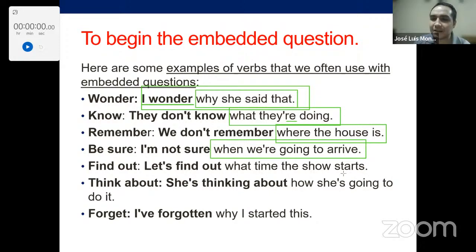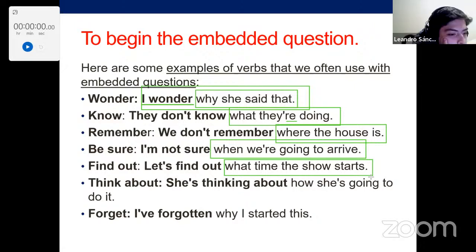Perfect. This one, be careful with this one because you don't have the verb to be. So here you need an auxiliary for the simple present, right? Because this is present. Starts is present. So what do you do here? What time did it start the show?